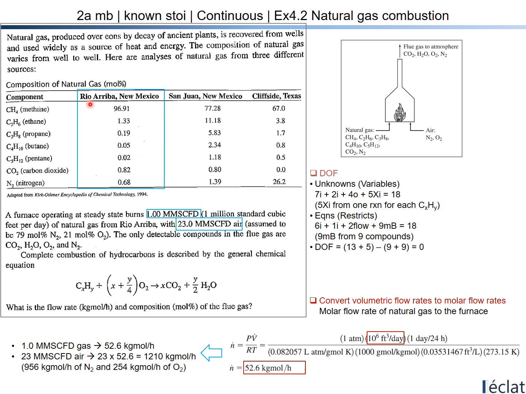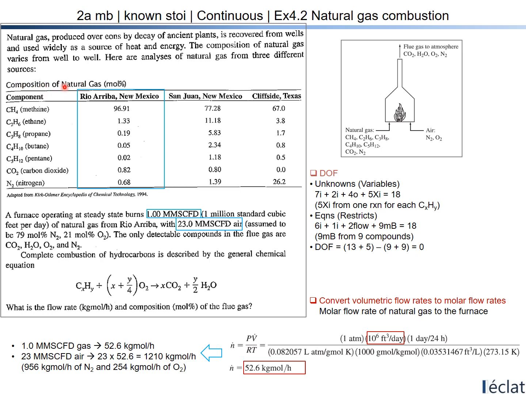The first one is coming from Rio Arriba, New Mexico, and the other one is San Juan from New Mexico, and the other one is Cliffside from Texas.